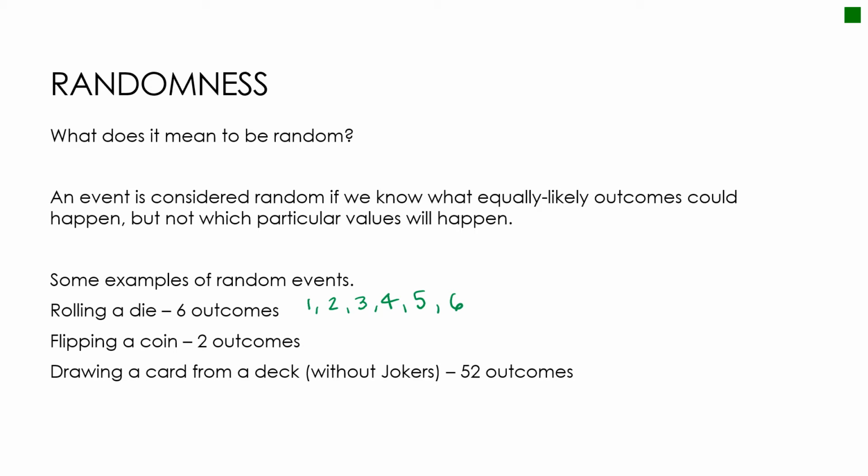Flipping a coin, again, I know I'm going to get heads or tails. I'm not going to list all of the outcomes for drawing a card, but hopefully you've played cards enough to know that there are 52 outcomes and what those outcomes could be.